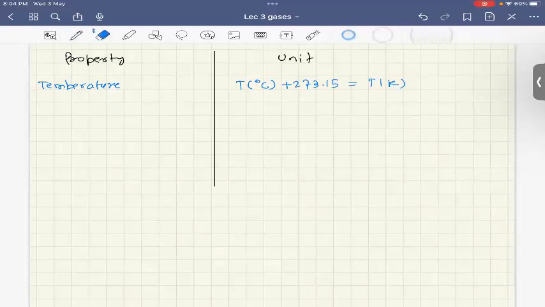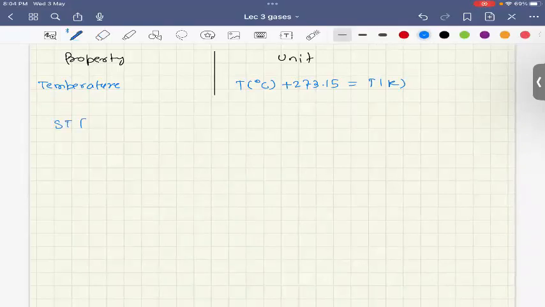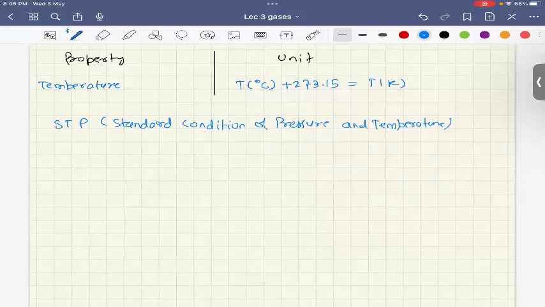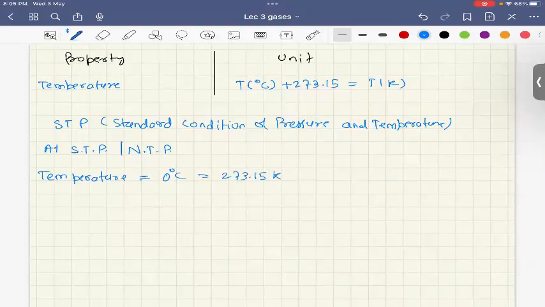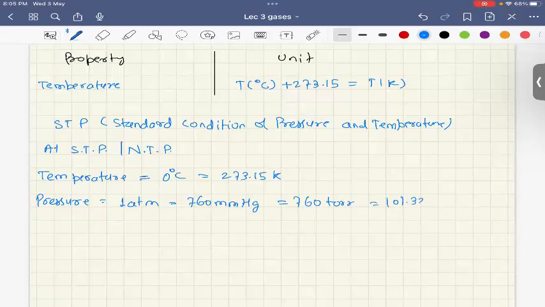And now we are going to study about STP. What is STP? This is the standard condition of pressure and temperature, also called STP or NTP. Temperature is 0 degree centigrade, which is nothing but 273.15 Kelvin, and pressure is 1 atmosphere, which is nothing but 760 mm of Hg, which is nothing but 760 torr, which is nothing but 101.325 kilopascal.